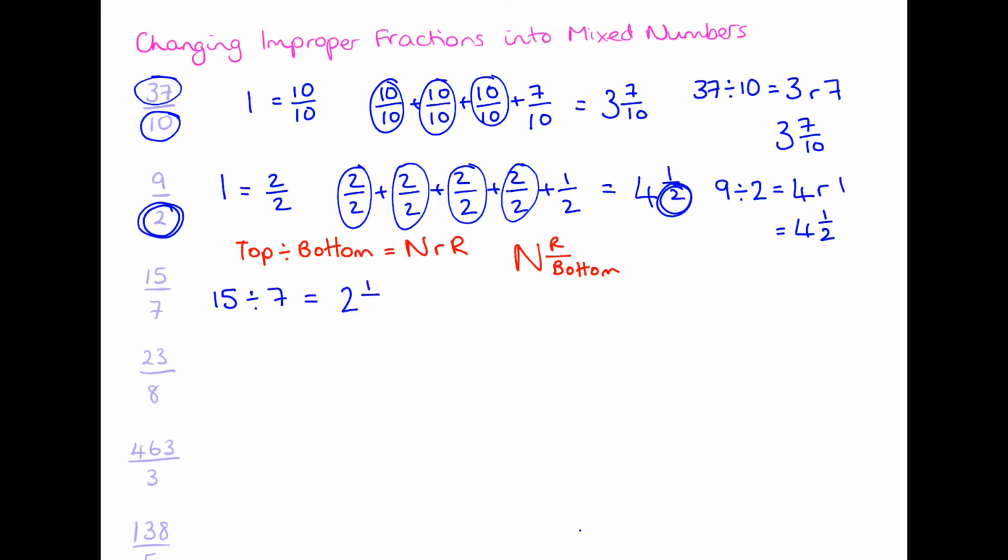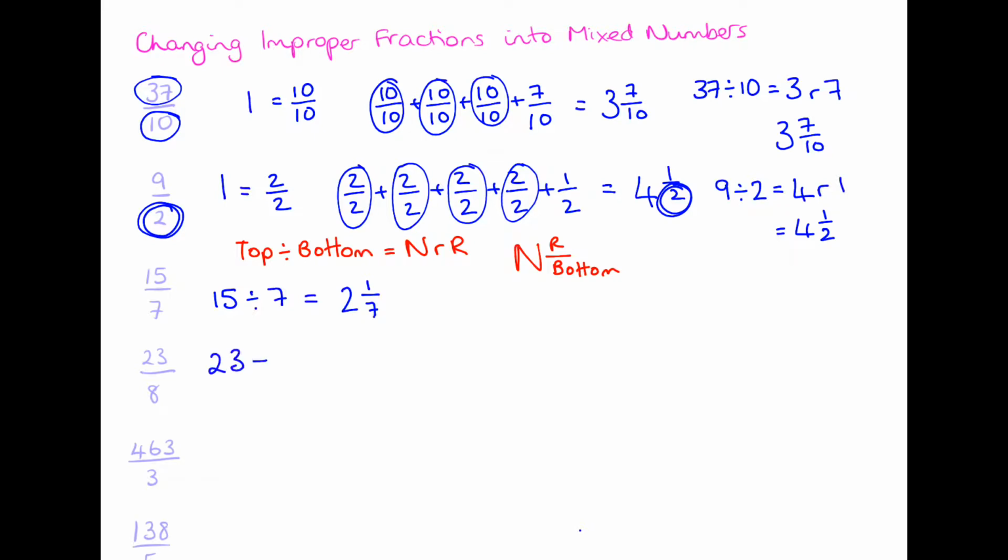So that makes 1 and then a 7 on the bottom. Okay. So remember, 1 is the remainder, the bottom doesn't change, and the number answer is the big number at the front. Okay, so the next one, 23 divided by 8.